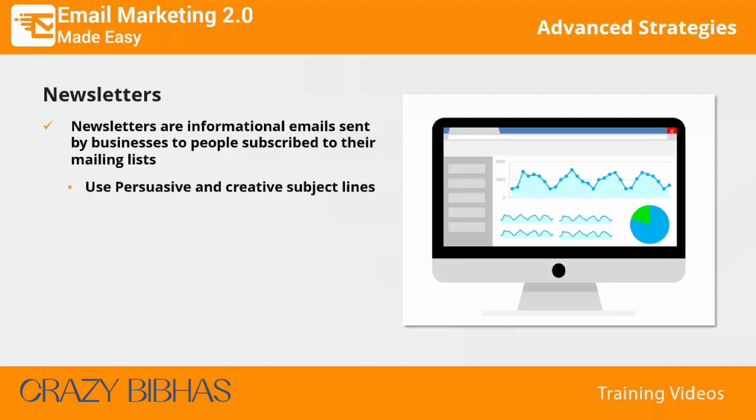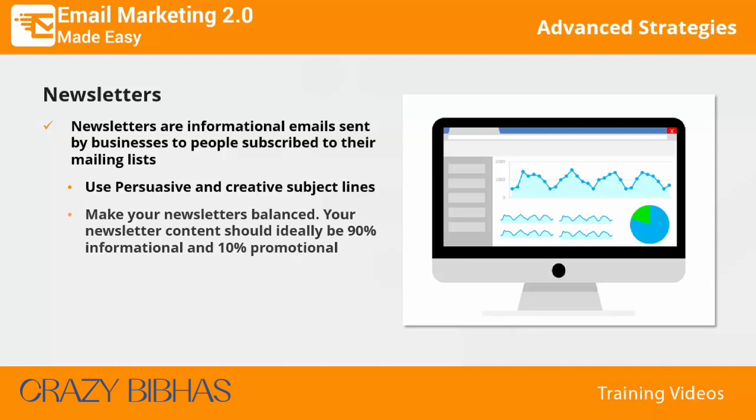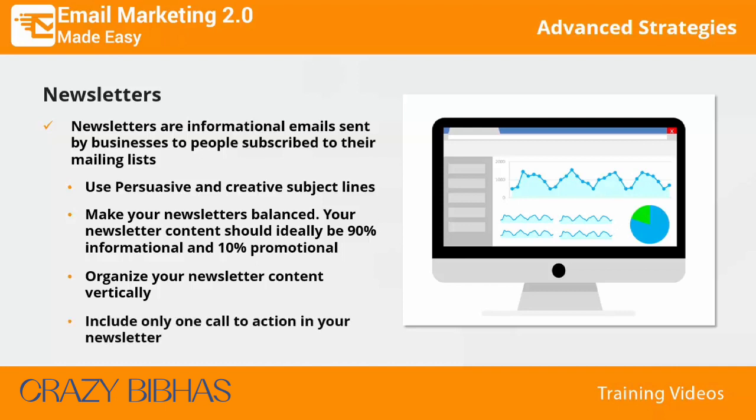Use persuasive and creative subject lines. Make your newsletters balanced. Your newsletter content should ideally be 90% informational and 10% promotional. Organize your newsletter content vertically. Include only one call to action in your newsletter.